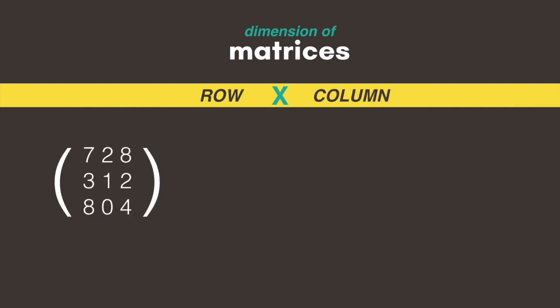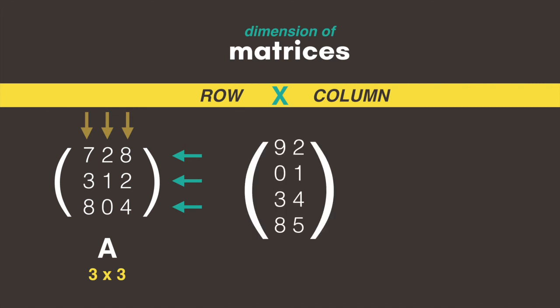So for example, we have this first matrix. It has 3 rows and 3 columns. We say it is 3 by 3. Let's see another example. It has 4 rows and 2 columns, so 4 by 2. And the third, we have 1 row and 3 columns, so it is 1 by 3.